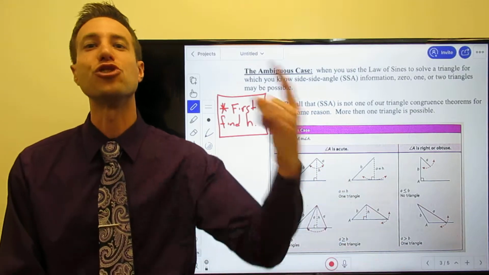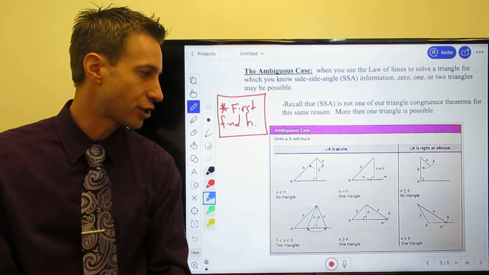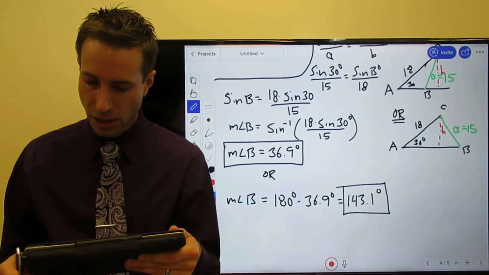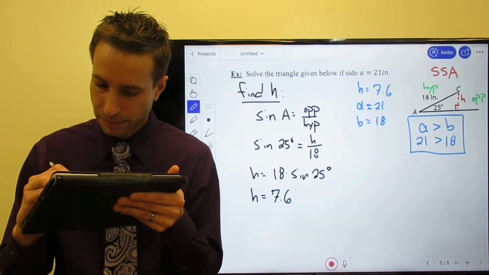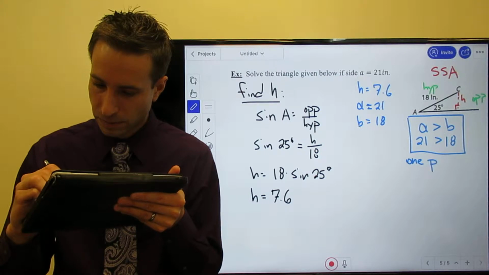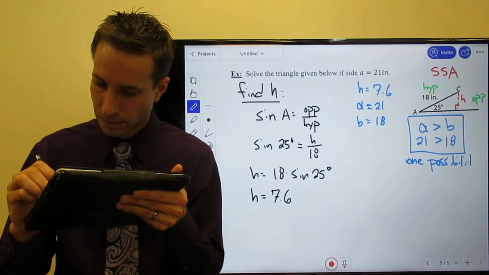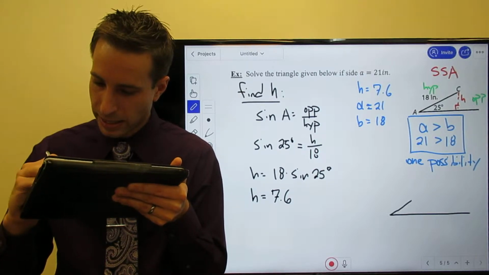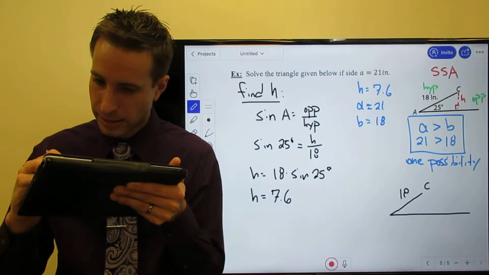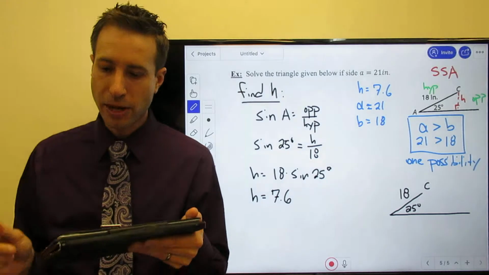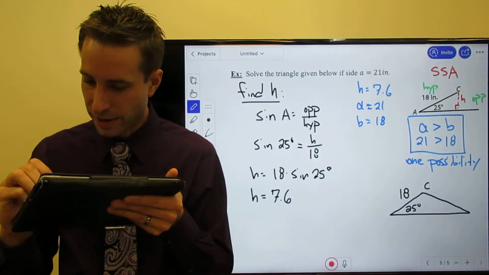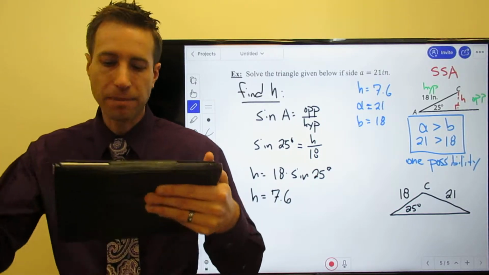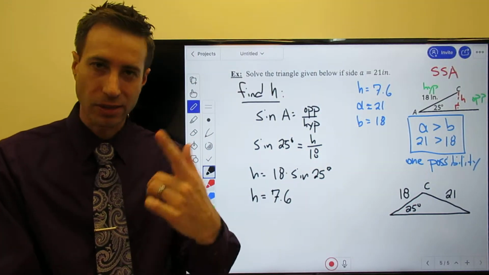This problem is going to be just like the ones we've already done in this section. We'll just simply use the law of sines to solve for everything we don't know. So let's go back to our problem. We know that there's only one possibility. And this is it. The only possibility is this guy right here. There's C. This is 18. This guy was 25 degrees. And my only possibility is this right here. There's side A. It's 21. That's my only possibility. There's only one possible case here.